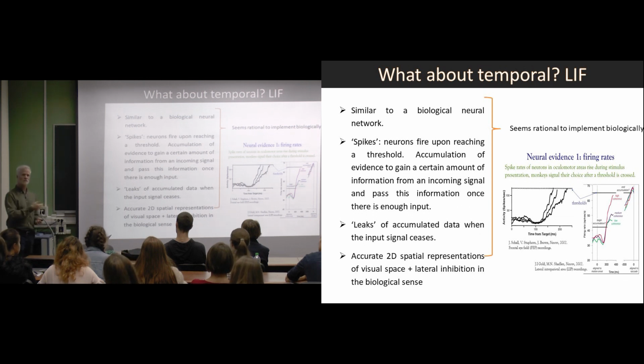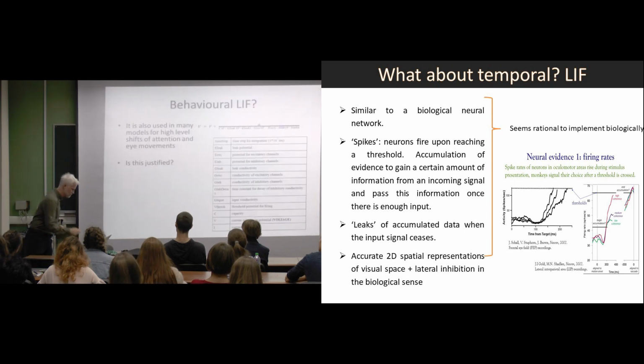There's a lot going for them. They use lateral inhibition, which we know is important. If I have a salient location here, not only does it attract attention, not only does it increase the firing rate, but it reduces the firing for adjacent locations. That's lateral inhibition. So it does all of these things that we know work at a neural level.